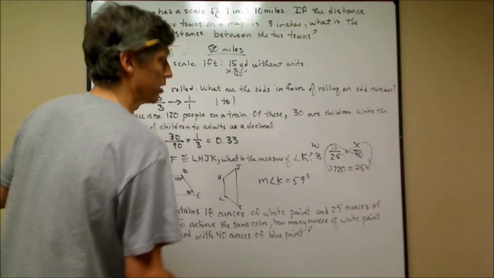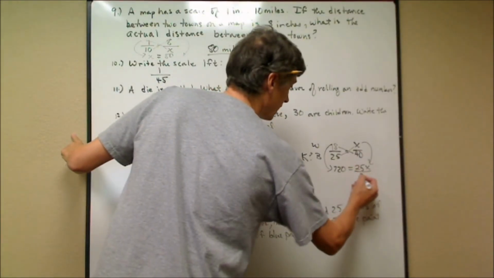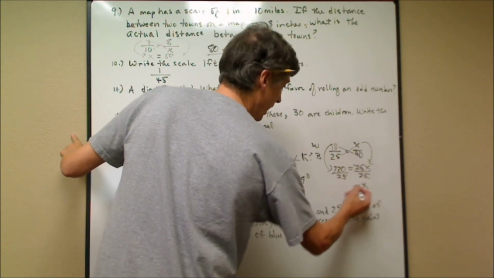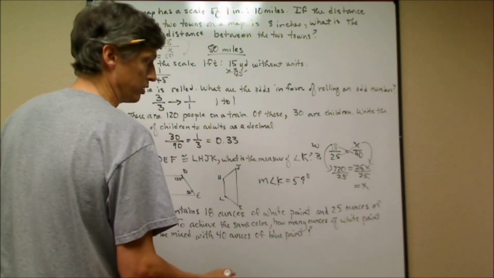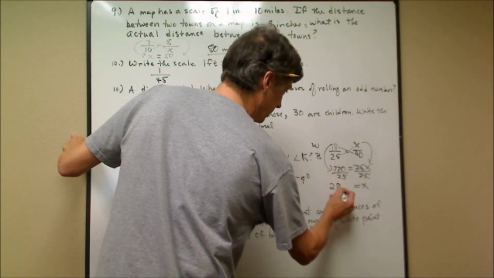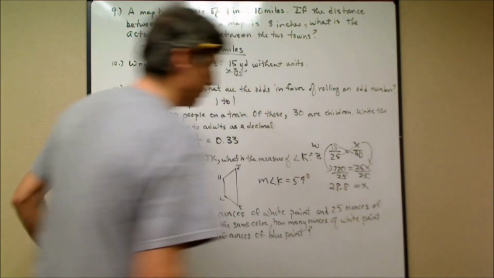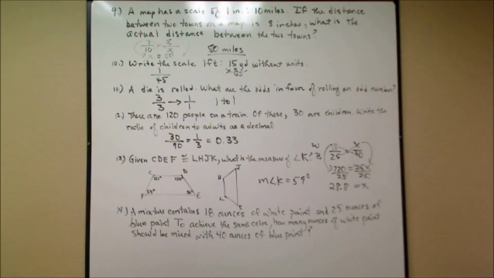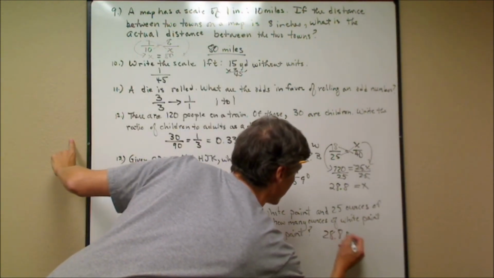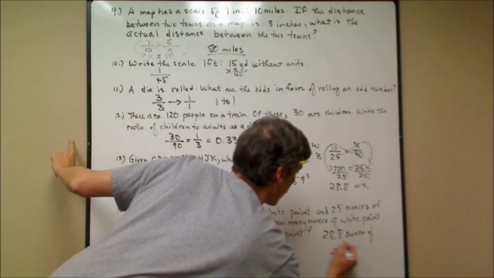Well, I don't think this one's going to come out evenly. I'm going to have maybe a decimal here. I'm going to divide both sides by 25. And if I had more space, I'd actually do the long division. Let's see if I can do this one. This is 28.8 if I'm not mistaken. 28.8, so that would be 28.8 ounces of white paint.